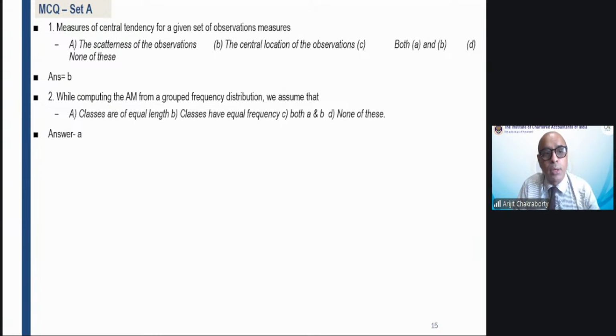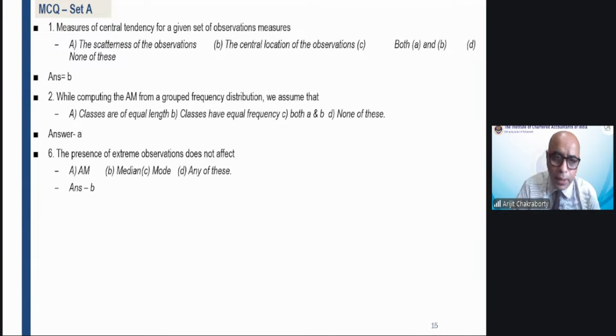Please remember the formula for computing arithmetic mean from grouped frequency distribution. You may remember the formula was assumed mean plus sigma f into d, where d was the deviation from that particular assumed mean. I'm sure you have practiced numericals, you remember. So in case of group frequency distribution, our first assumption is that the classes are of equal length. So option A is the right answer here.